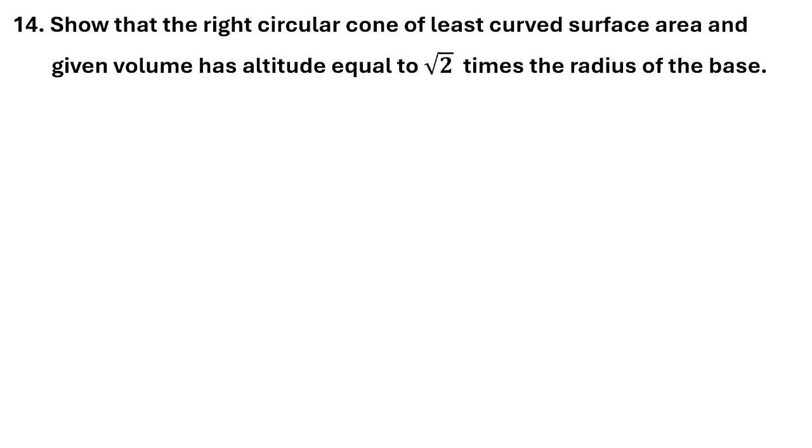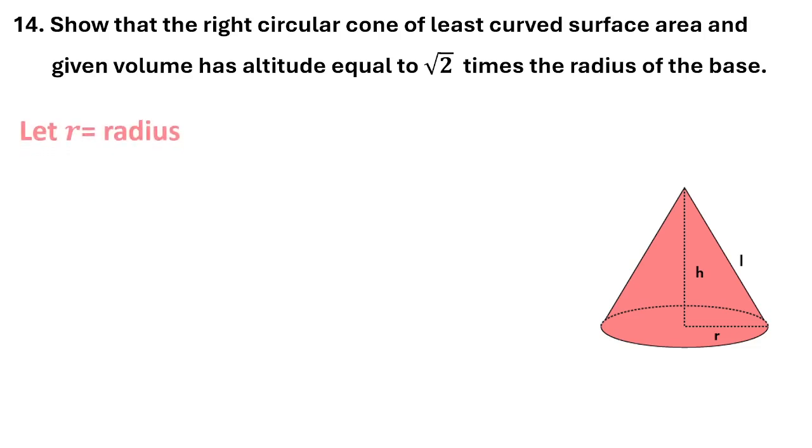Let us go to question number 14. Show that the right circular cone of least curved surface area and given volume has altitude equal to root 2 times the radius of the base. Very easy question, but it is a very common question. But remember, what is given here? Given volume. You have to assume volume is constant.